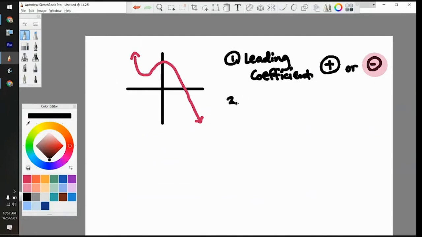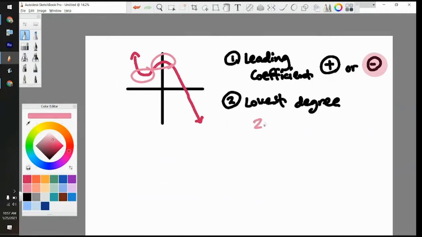Okay, the second thing I'm going to be asking is, what is the lowest possible degree for this? And what you do is you just count up how many extrema there are, how many turning points there are. There's 2 turning points. And you add 1 to it, and you would say the lowest degree is 3.